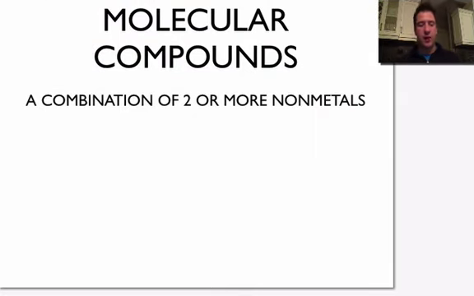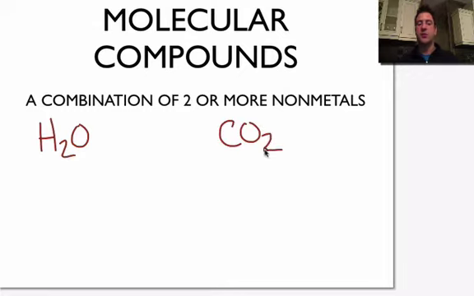So molecular compounds, what are they? Like I said, they're a combination of two non-metals. An example is H2O. Another example is CO2, it's carbon dioxide gas, and we can say water. But what's happening here is they're forming using what we call a covalent bond. It's a weak bond, but they're sharing electrons. This oxygen and hydrogen, they're sharing electrons and forming that bond.